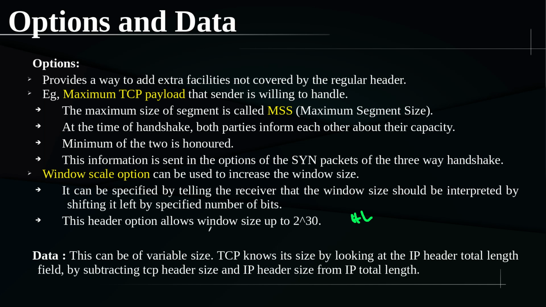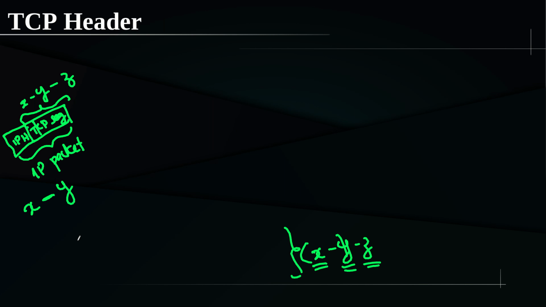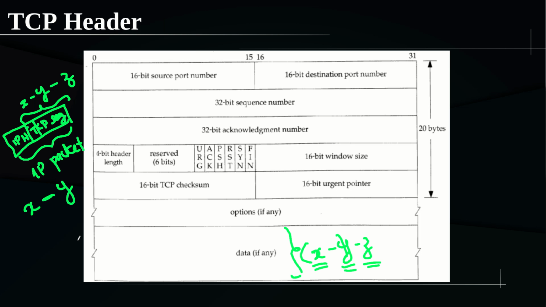So that is why it is written like this. This data field is variable size, and TCP knows its size by looking at the IP header length as well as the total length. So by subtracting the TCP header and IP header from the IP total length field, it will know what the size of the data is, even though it is variable. So this is how it is handled. Hope it is clear.